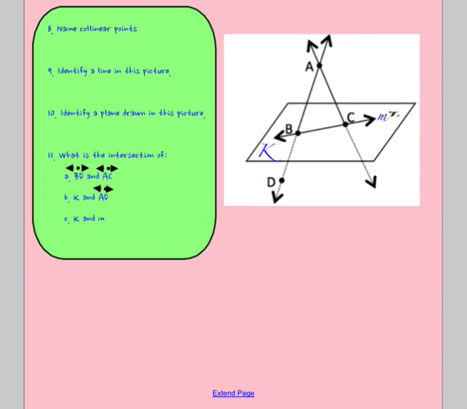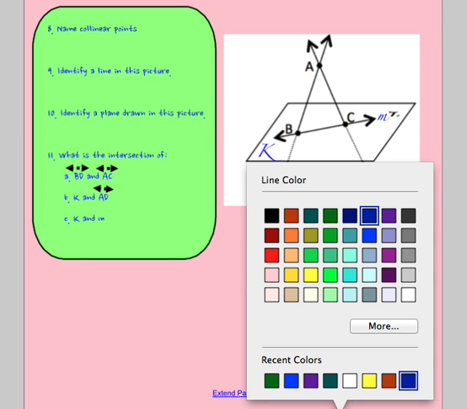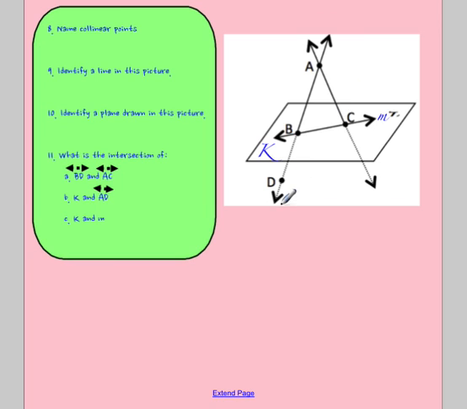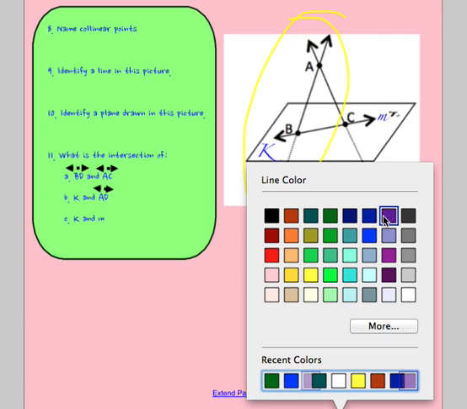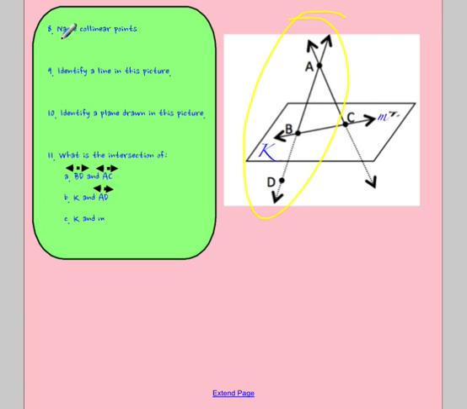All right, let's take a look at this next one. Number 8 says to name 3 collinear points. Now, remember that 3 collinear points mean that they are on the same line. So I'm just going to pick a line. I'm going to pick this line right here, A, B, D. Because all of those points I just named are on the same line, 3 collinear points would be A, B, and D because they're all on the same line.